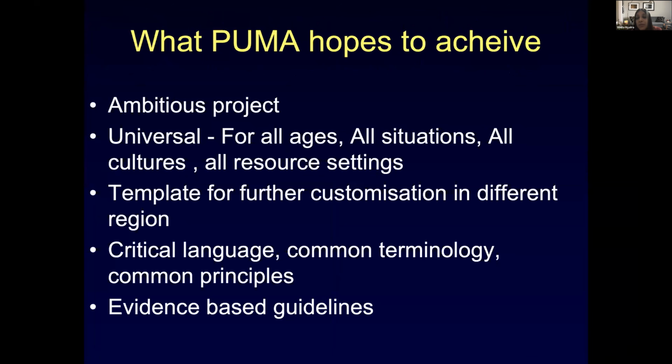So what PUMA hopes to achieve, it's an ambitious project of course, is basically a universal guideline, irrespective of age, culture, or resource setting. For example, now you have a different guideline for obstetrics, a different one for pediatric, a different one for ICU. What they're saying is, irrespective of your setting, your geography, the age of the patient, you should be able to have a universal kind of template that you can customize for airway management. And very important, they've looked at the critical language and the terminology for universal use, and also taken into consideration the Indian guidelines. And these will be evidence-based guidelines, and very interesting content for you to look forward to in 2023.